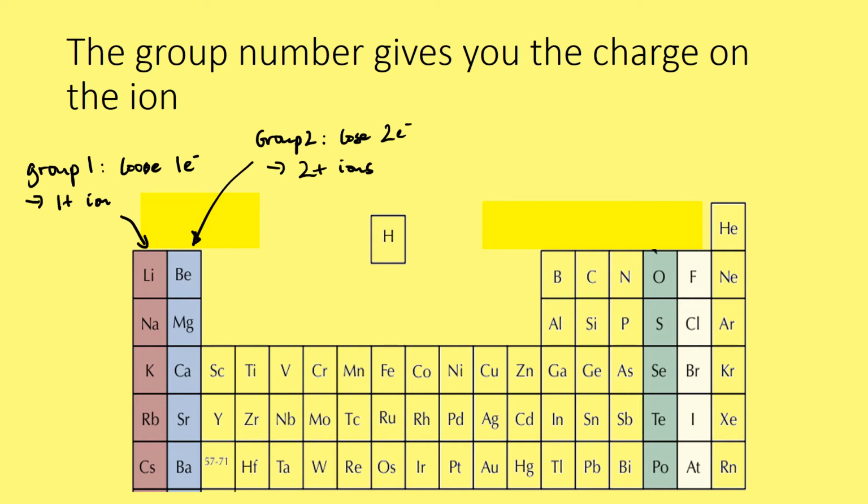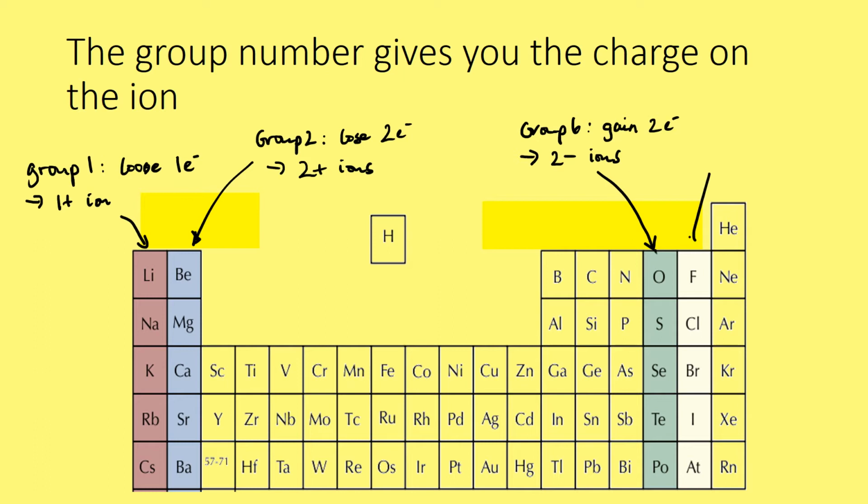Then let's go over to the non-metal side. Now the non-metals, of course, have nearly full outer shells, and so they want to fill them up. So in group 6, those elements need to gain 2 electrons to make a full outer shell. So 6 plus 2 equals 8. So they're going to gain 2 electrons, and they're going to make 2 minus ions.